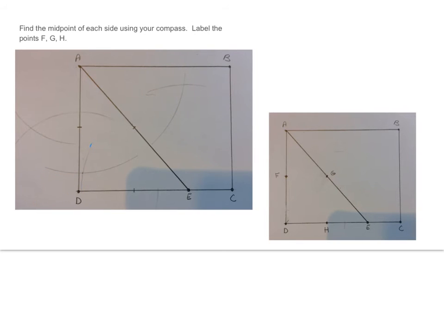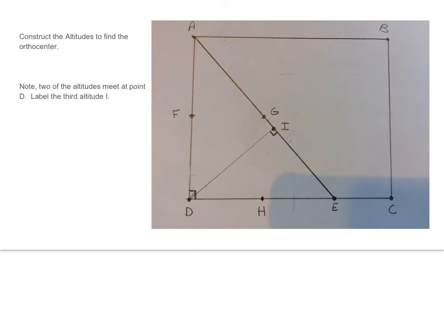Let's erase all this. Construct the altitudes to find the orthocenter. This one was a little tricky. If you remember, altitude is the line from the vertex to the opposite side meeting at a right angle. So I constructed this carefully, but then I went to construct E and A and thought, my triangle's a right triangle, so the altitude from point E to the opposite side goes right here, and the altitude from point A to the opposite side goes right here. So this right here is 2 more points where the altitude meets the opposite side.